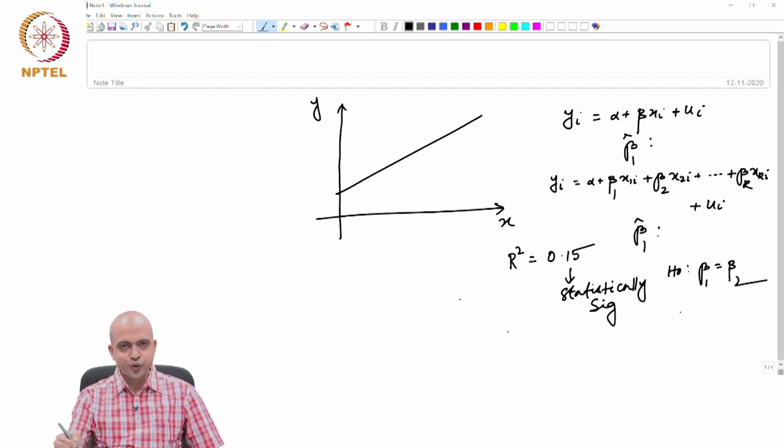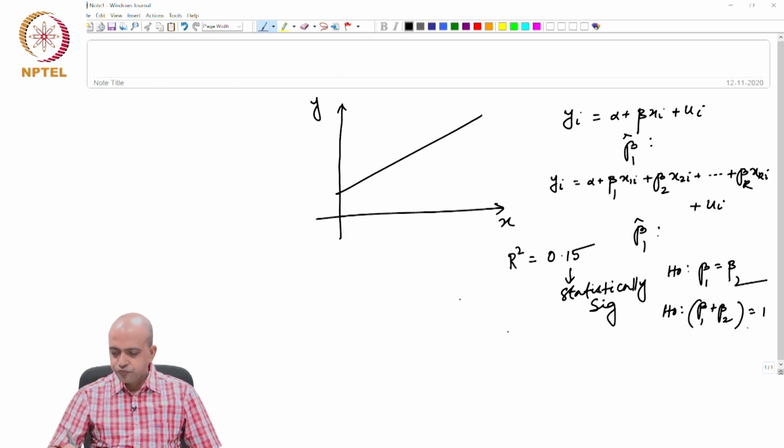This is something which you can test. You can also test this type of hypothesis. Let us say I am testing this hypothesis beta 1 plus beta 2 equals 1. So, this is called testing linear restrictions, okay, linear restriction.